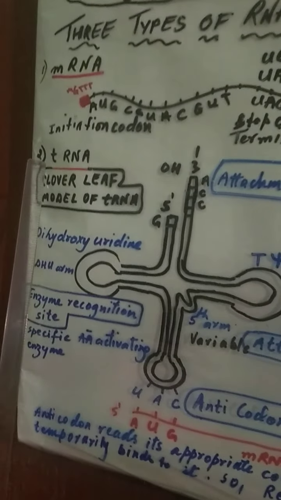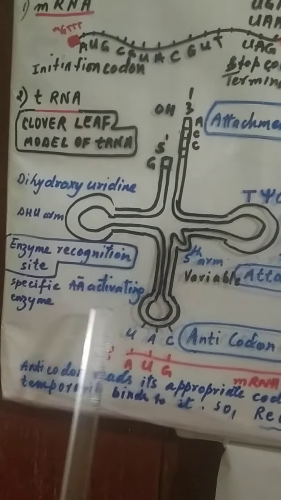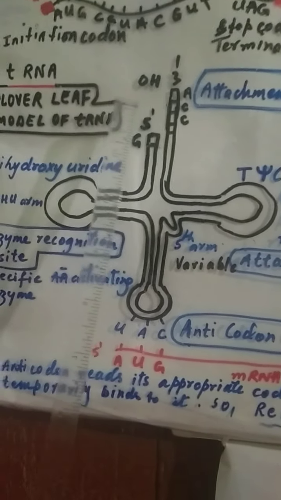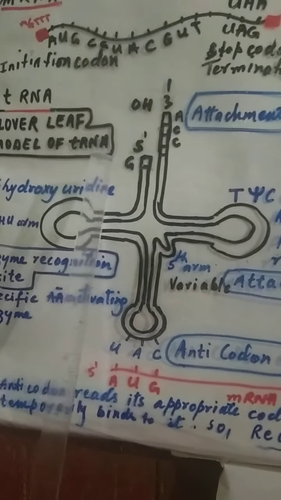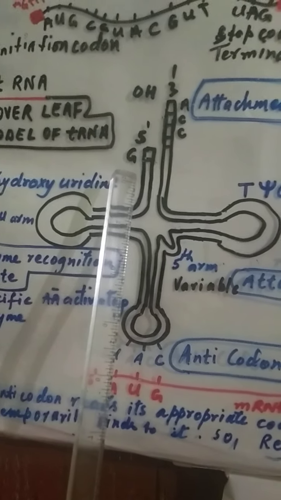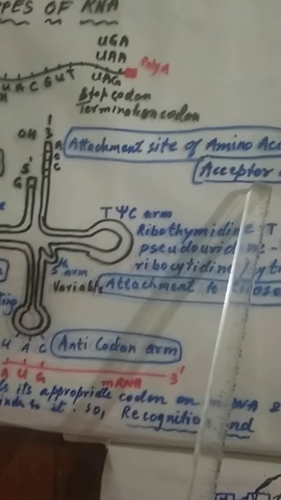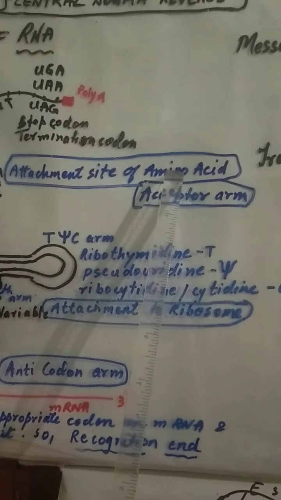T stands for transfer. The structure of this tRNA is cloverleaf, so it is called cloverleaf model of tRNA. Here they are having 4 arms and 1 small arm, the 5th. The first arm on the top is having the code CCA on 3' direction on hydroxyl group. Other one is 5', which is having the nitrogen base guanosine. This particular arm is called acceptor arm because here amino acid is going to attach. So it is attachment site for amino acid.